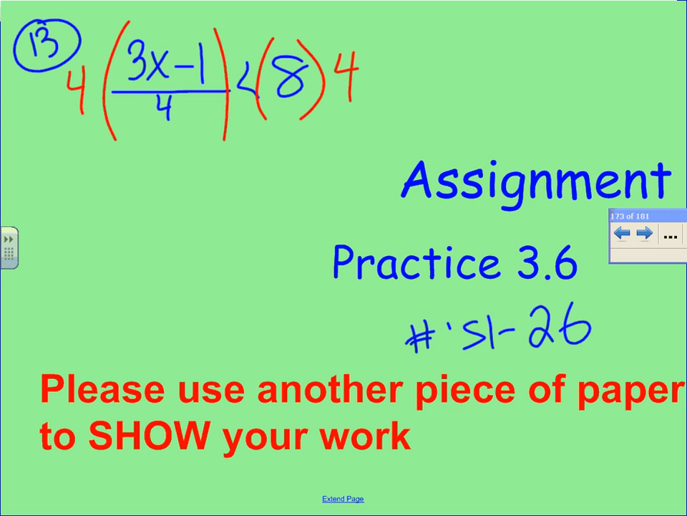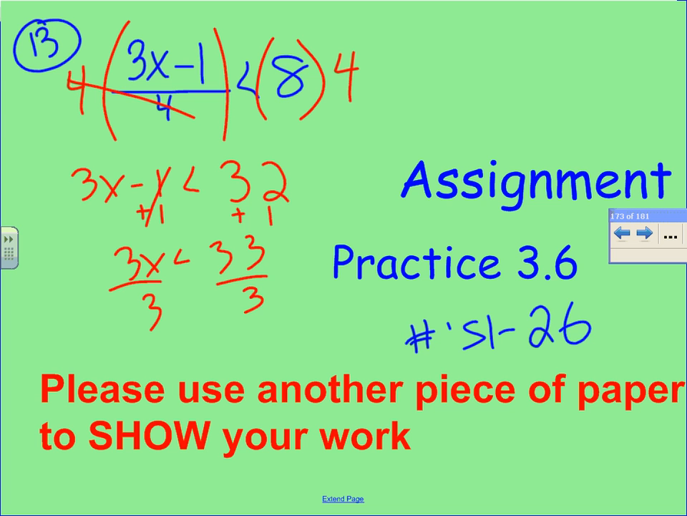Watch how much easier this makes this. So if we multiply both sides by 4, this cancels. So we're left with 3x minus 1 less than 32. Is everyone with me? So I figured I would do this for you so you could do it the easy way. Add 1 to both sides. 3x less than 33. Divide by 3. Am I going too fast? Okay, x is less than 11. So on your number line, you'll make an open circle above 11, arrow going to the left.